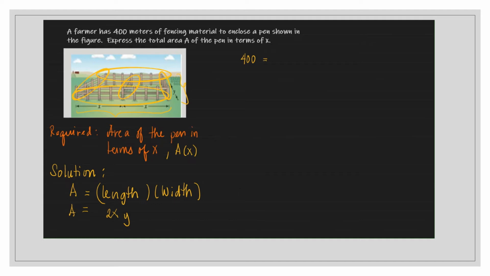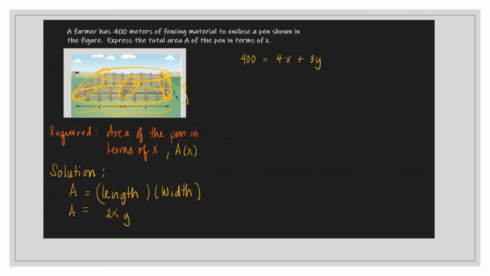So 400 will be equal to this x here plus this x, including the ones at the back. So you have a total of 4x plus these three sides here, each having a length of y. So that's a total of 3y. So y plus y plus y, or 3y.